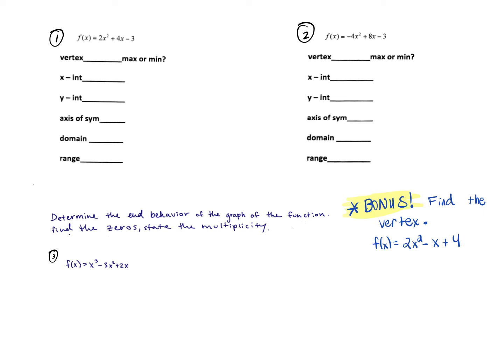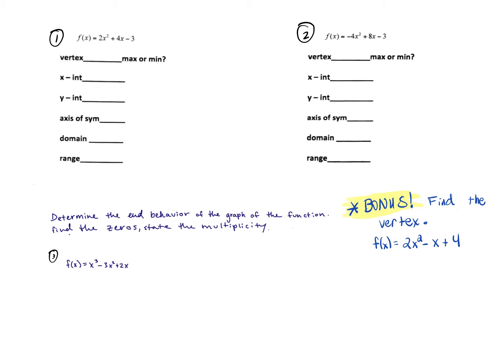Review for your 3-1 to 3-3 quiz. You're going to see questions similar to this, so make sure that while we do this, you're paying attention, and if you have any questions, you ask. First one we're going to look at is f of x is equal to 2x squared plus 4x minus 3. We're finding the vertex, whether or not it has a maximum or a minimum, the x-intercept, the y-intercept, the axis of symmetry, the domain, and the range.